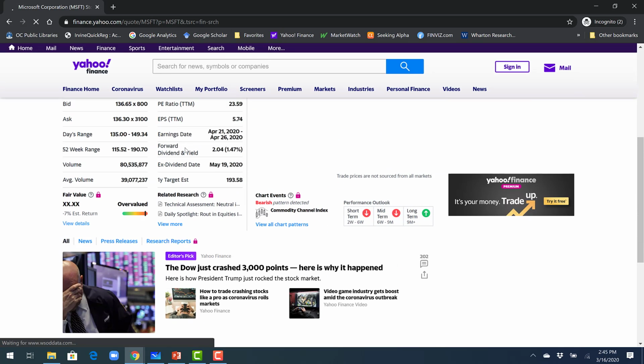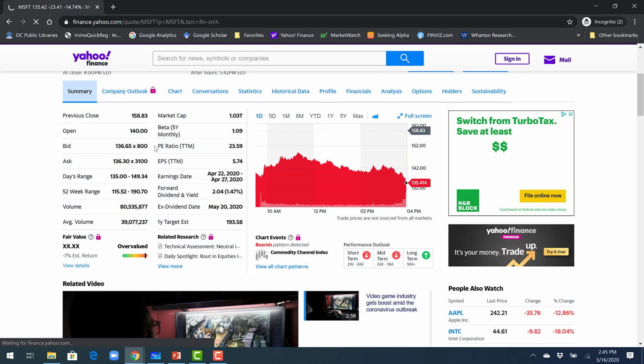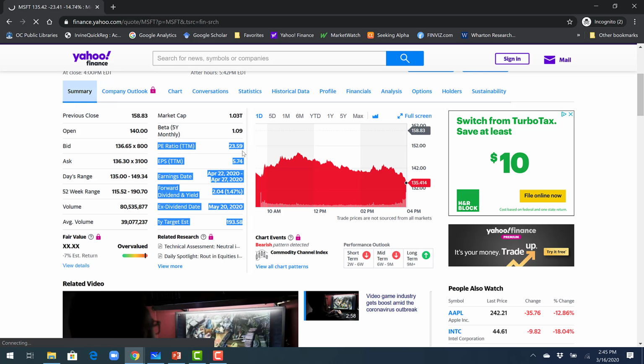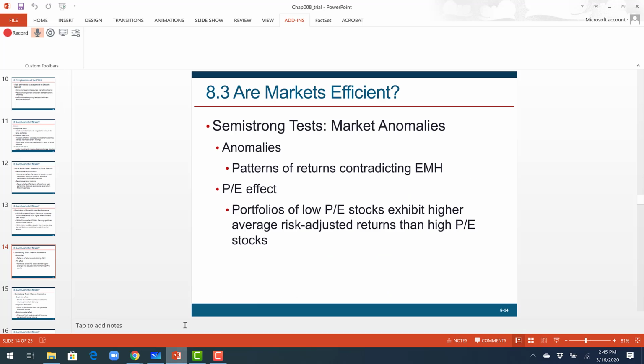Okay, so here you can see along with other quote information, you have this PE ratio for Microsoft around 23.5. How is that ratio computed? You take this stock price, 135.42, divided by earnings per share, right? So this is your earnings per share here, and that ratio would be about 23.5, right? So that's the price to earnings ratio.